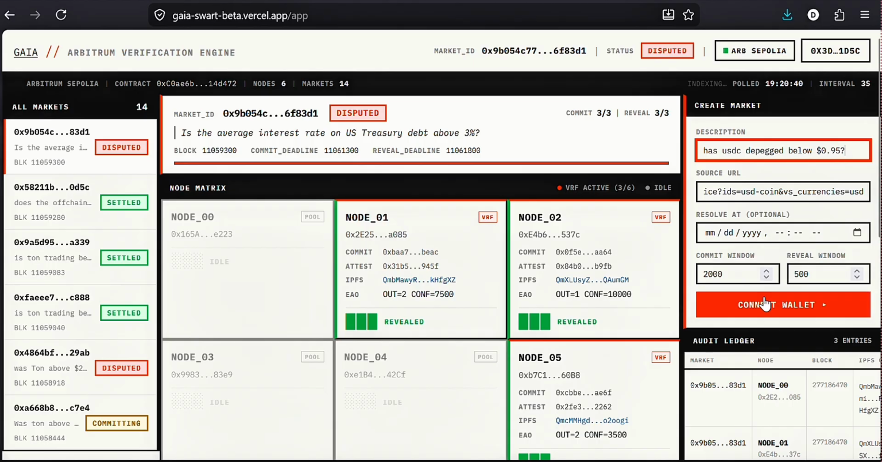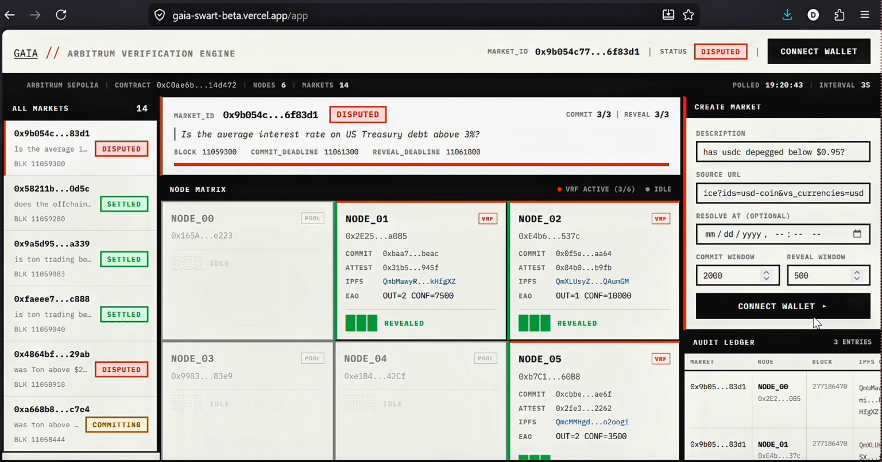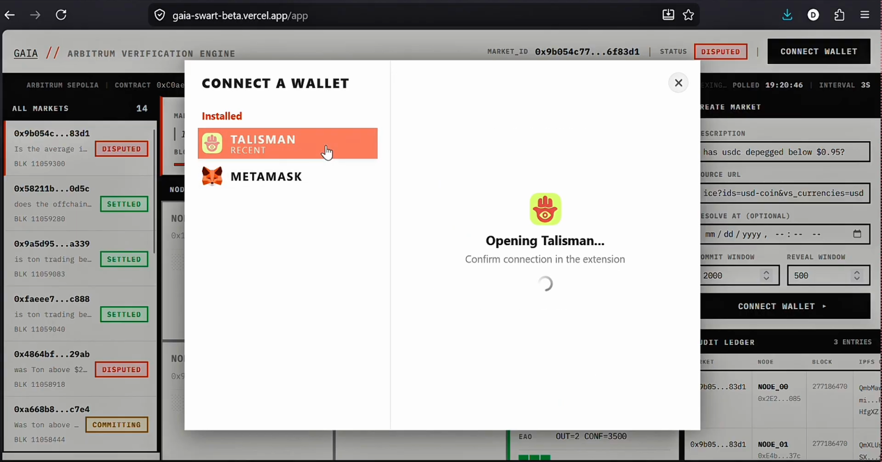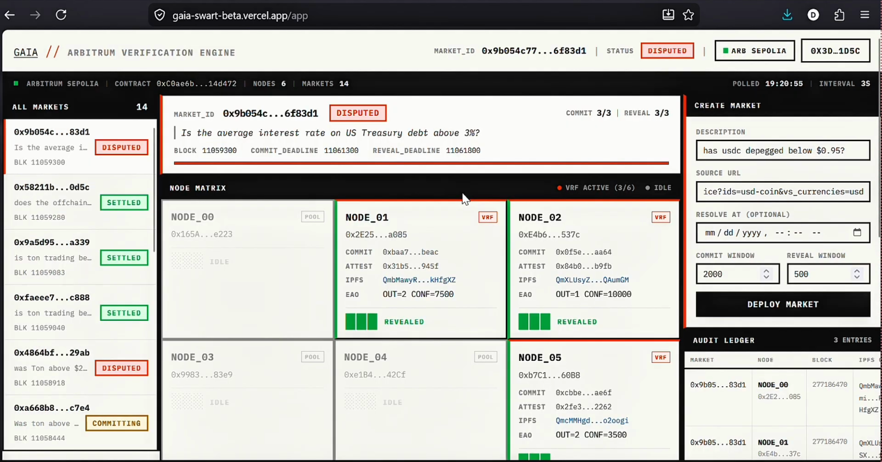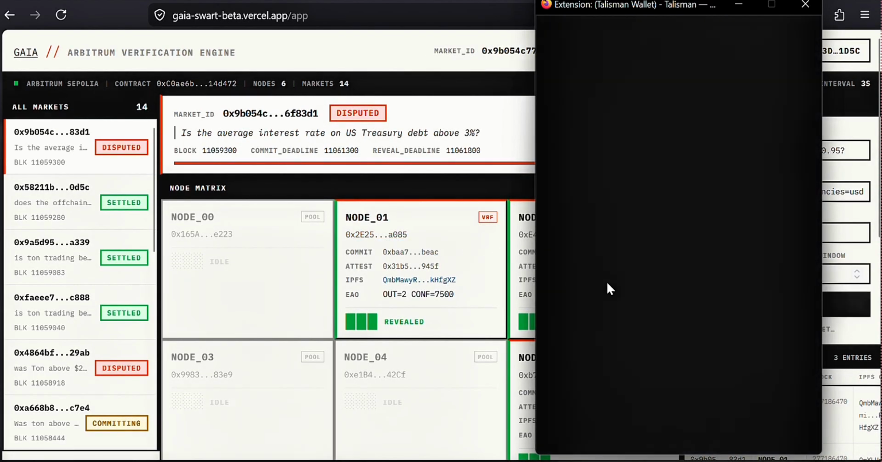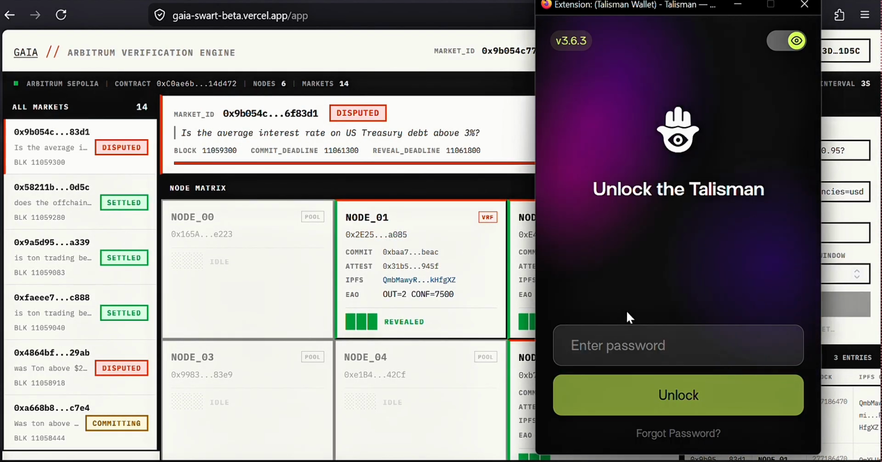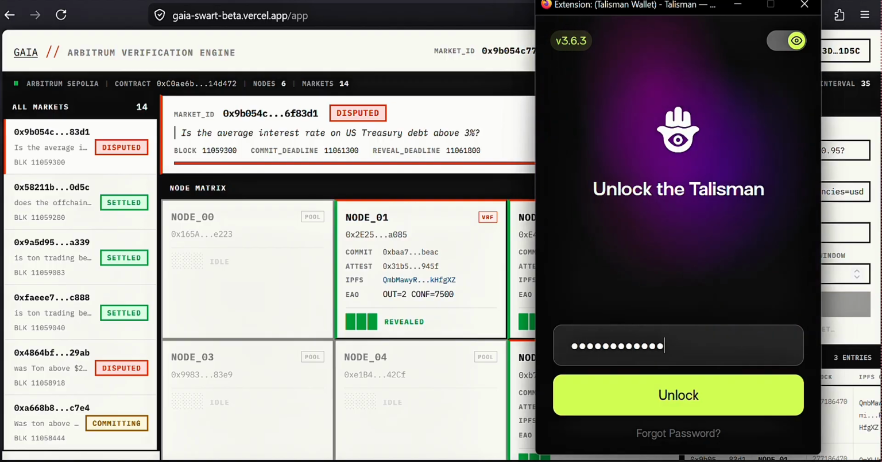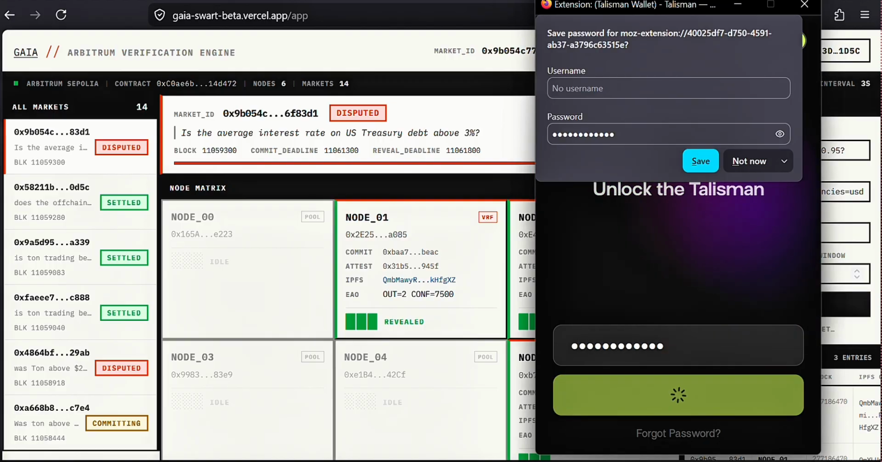So on this screen here, we are creating a market which are trying to reach a conclusion on whether USDC depeg below $0.95. And we are providing a source URL that each of these nodes will fetch, perform inference, and then reach conclusion on with the EAO.